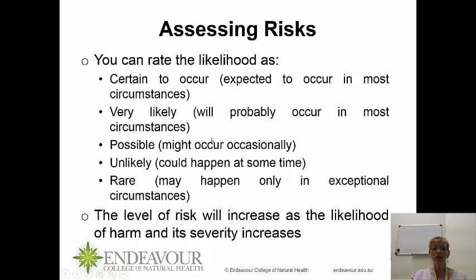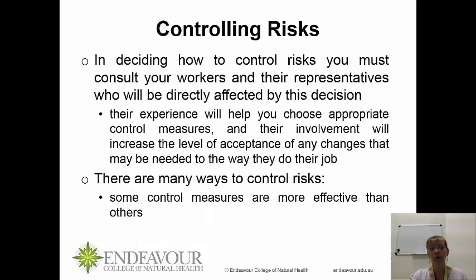When you're assessing risks, you can rate the likelihood as something that is certain to occur, very likely, possible, unlikely, or very rare. So generally you would have a template that would list all your hazards, and then you start looking at the likelihood of this event, and if this event or this hazard does occur, how serious are the consequences? The level of risk will increase as the likelihood of harm and its severity increases. Again, if you're working with something that is at high risk and high severity, the level of risk there is obviously going to be increasing.